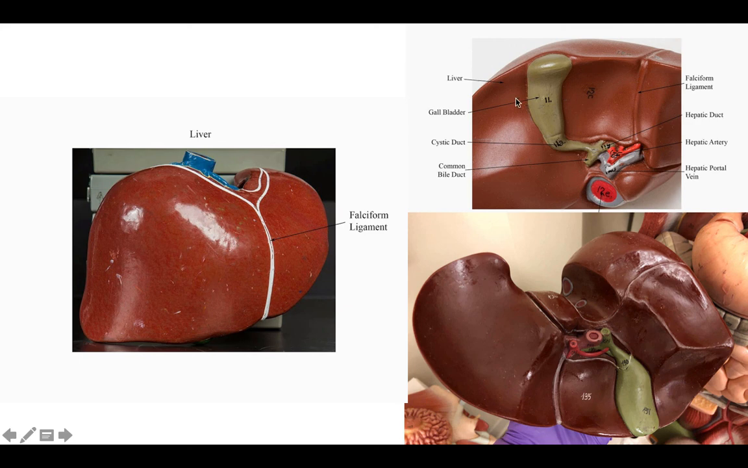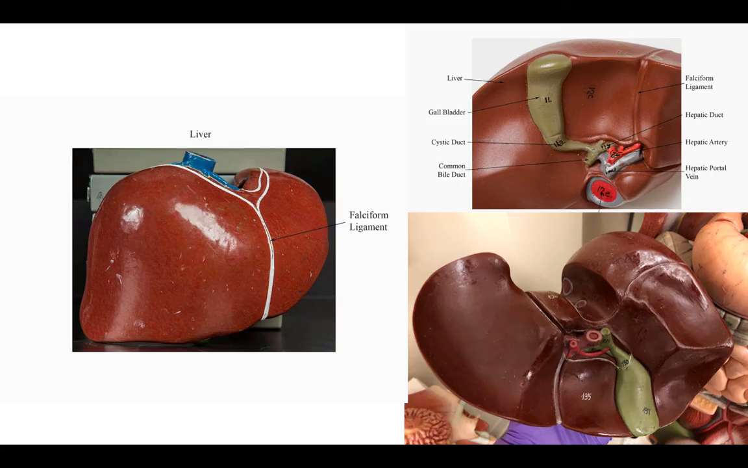Also important to note that the gallbladder here is this green organ on the underside of the liver. And it can also cause issues if you happen to be unlucky enough to develop gallstones that actually block the opening of the cystic duct. And this becomes very painful as the gallbladder becomes inflamed. So again, that's on the underside of the liver there.